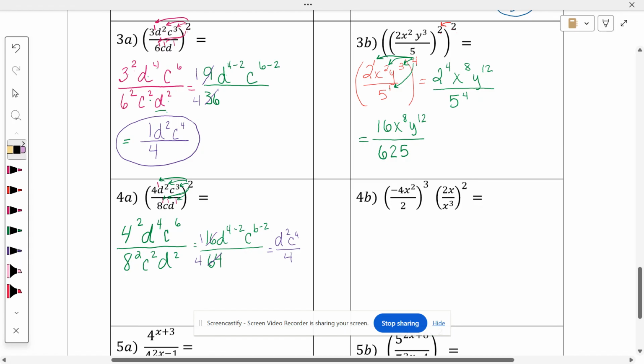Now I want to do this problem a different way, and I want to show you that you can always simplify.